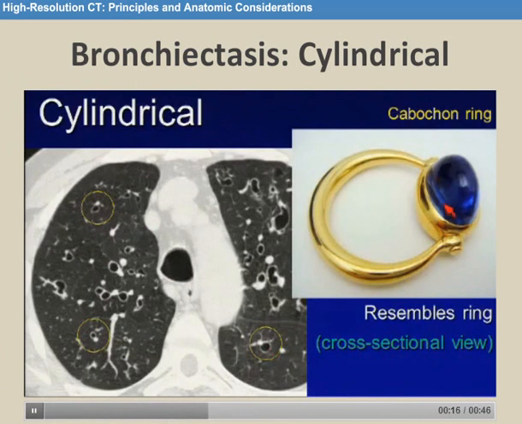A signet ring has a flat surface that is inscribed, so I've chosen to call this a cabochon ring, because a cabochon stone is an uncut stone. I think it more closely resembles what we see here. But be that as it may, I call this the ring sign.